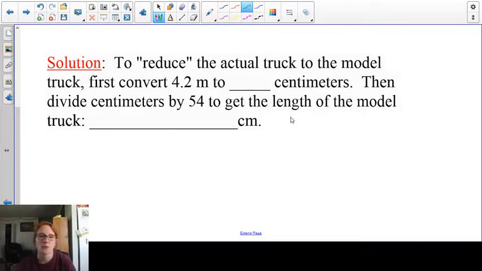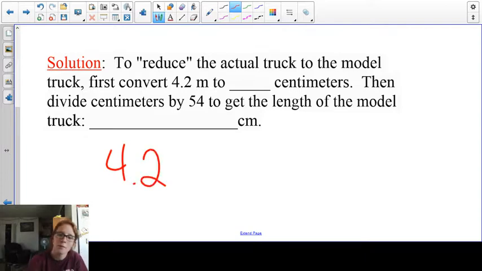So 4.2 meters. Now am I going to multiply or divide? Think about it. Dividing makes numbers smaller, multiplying makes them bigger. Meters are larger, but deal with smaller numbers, so I want to deal with bigger numbers. So I'm going to multiply. Yes, you're correct. I'm going to multiply this first by 100.